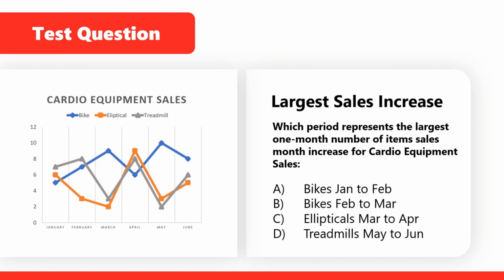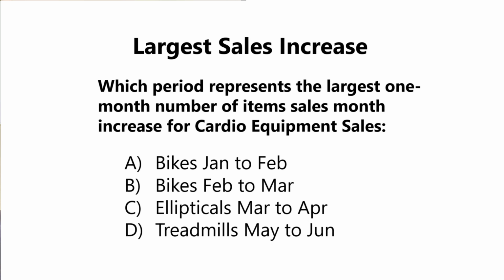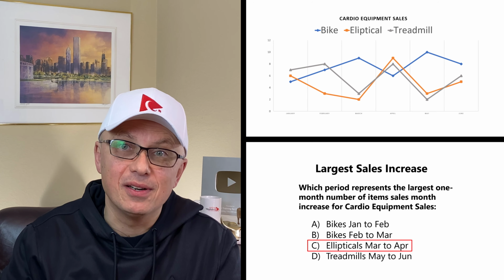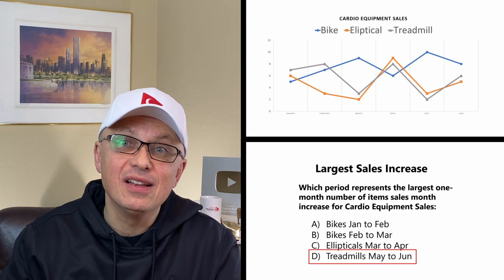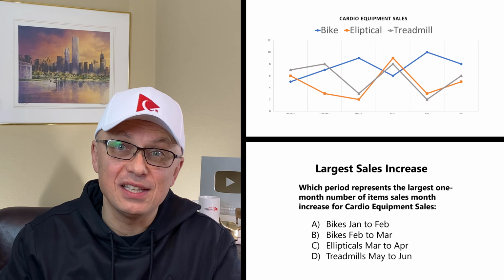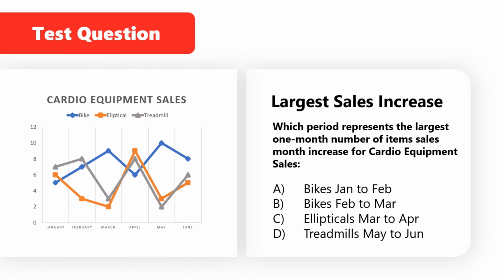Specifically, you need to determine which period represents the largest 1 month's number of item sales increase for cardio equipment sales. You have 4 different choices. Choice A, bikes from January to February. Choice B, bikes from February to March. Choice C, ellipticals, March to April. And choice D, treadmill, May to June. Do you see the answer? You may need to look closely to determine the correct answer for this question. Give yourself 5 to 10 seconds to see if you can come up with the right solution. Are you ready? We're going to move forward and cover the answer for this problem and get to the solution together.